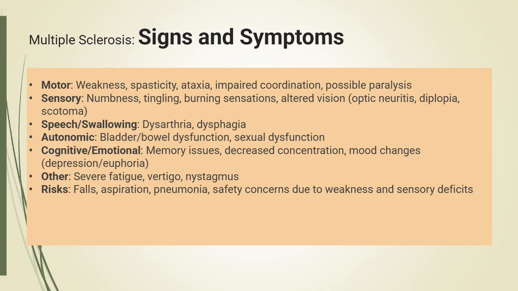Fatigue is one of the most significant and disabling symptoms of multiple sclerosis. It may be severe enough to limit mobility and daily functioning, even when muscle strength is relatively preserved. Cognitive and emotional symptoms can include difficulty concentrating, memory changes, mood swings, depression, anger, or euphoria, or an intense feeling of happiness, well-being, excitement, or pleasure. Please note, while euphoria does occur, it is less common.